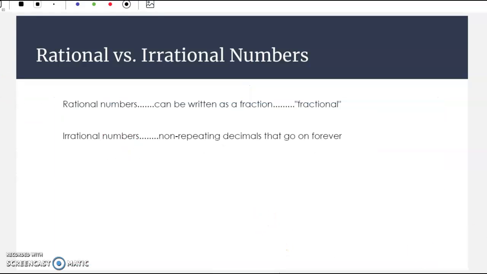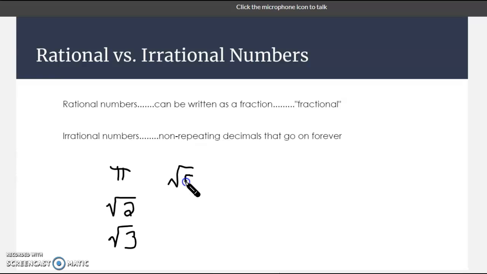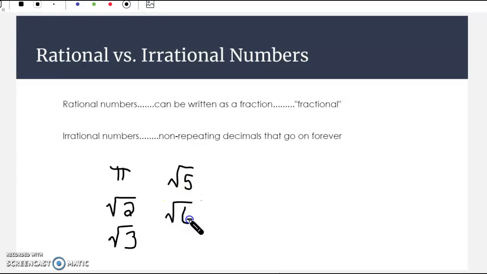Alright, so here's a few examples of irrational numbers. The number pi. We normally abbreviate pi as 3.14, but it is considered an irrational number, because the decimals go on forever in a non-repeating pattern. Lots of numbers in the square root family. So square root of 2, square root of 3. If you plug those numbers in on your calculator, you're going to see that they are non-repeating decimals that go on forever. Square root of 6, square root of 10, numbers like that.